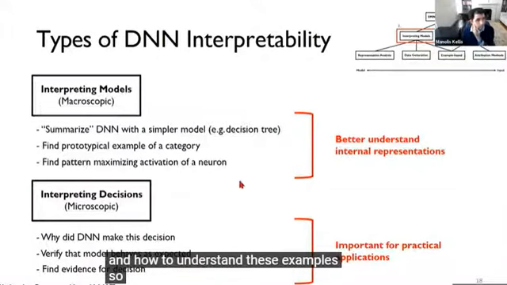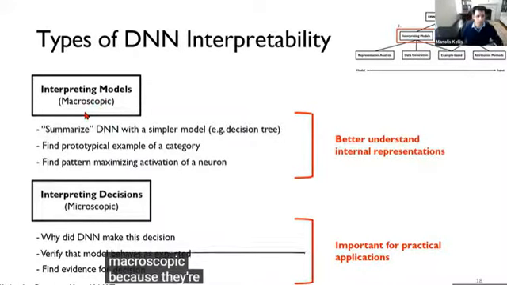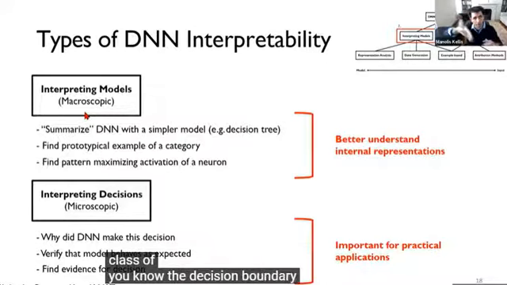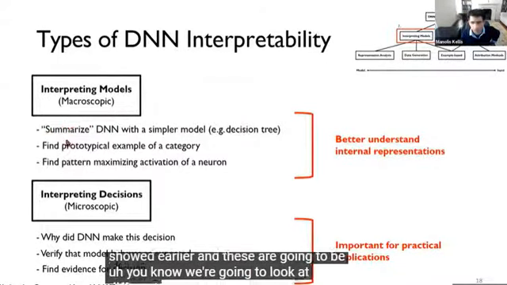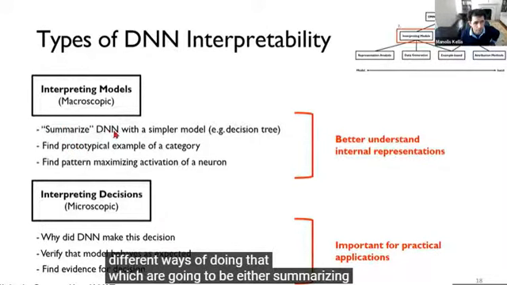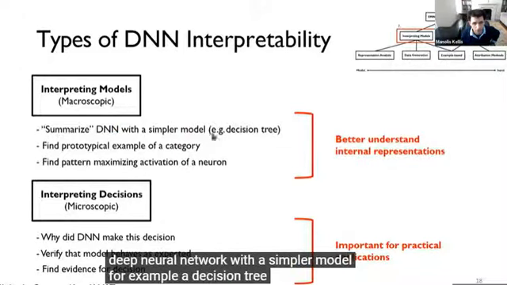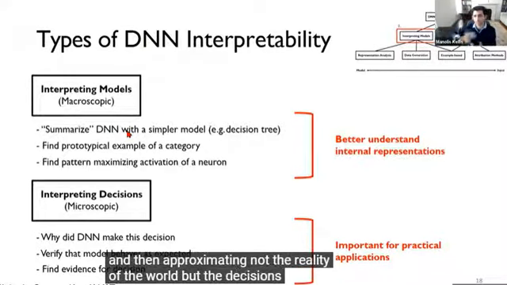So at the level of interpreting models, we call these macroscopic because they're looking at the whole class of the decision boundary that we showed earlier. We're going to look at different ways of doing that, which are going to be either summarizing this deep neural network with a simpler model, for example, a decision tree, and then approximating not the reality of the world, but the decisions of the model.